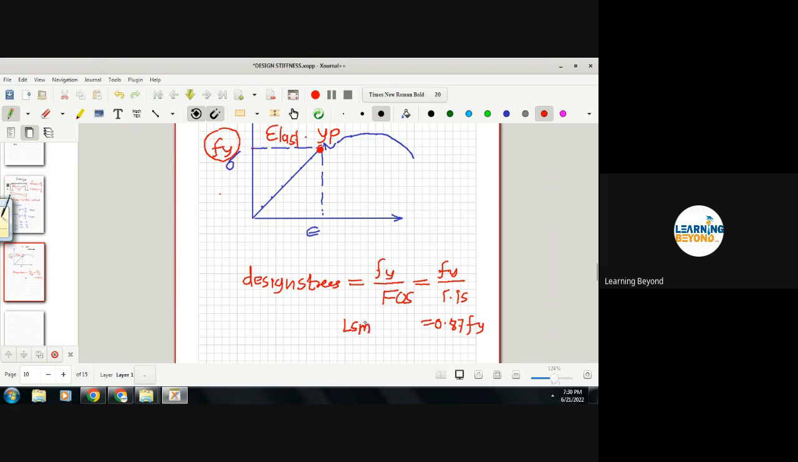This is with respect to the limit state method of design in concrete. It is for concrete, and the reinforcement is HYSD, high yield strength deformed bars. Whatever reinforcement we are taking, we call it TOR steel. So we are not even designing at yield stress, we are designing at design stress, which is 0.87 Fy.